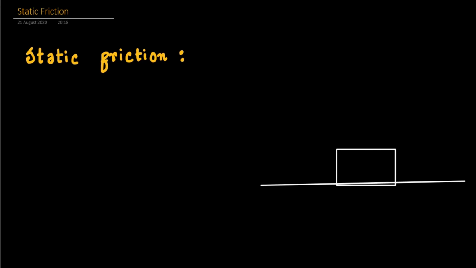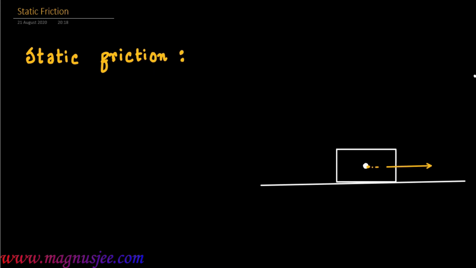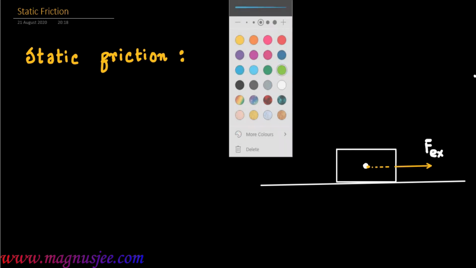Static friction. A body is placed on a rough surface, or a body is placed on the surface of another body, and an external force Fex is acted towards right. As shown in the figure, the external force will be acting in this direction on this body. Fex is the external applied force which is applied on the body to move the body.